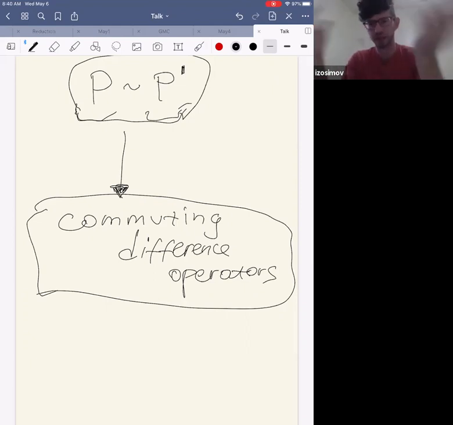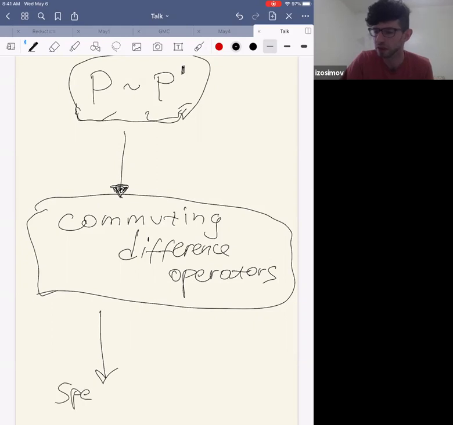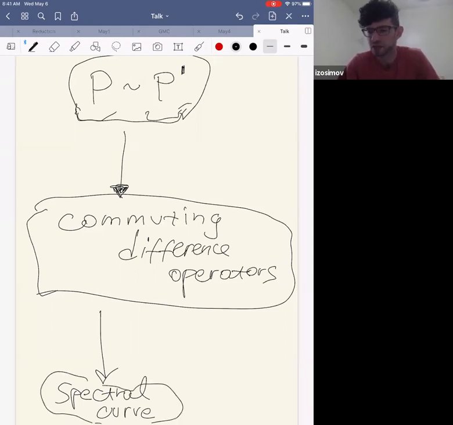We can look at this joint spectrum, and it turns out that if we have two differential or difference operators that commute, then the eigenvalues must satisfy a polynomial equation. So this defines an algebraic curve, sometimes called the spectral curve, because in integrable systems it plays the role of a spectral curve. And for general commuting difference operators, it's just a genus g curve. It can be an algebraic curve of any genus.